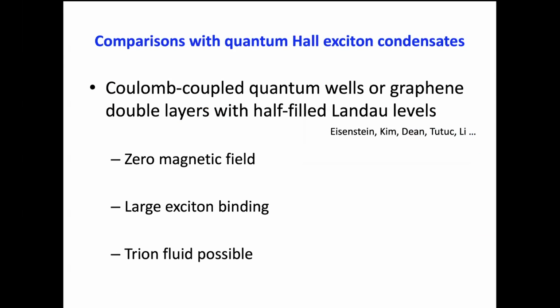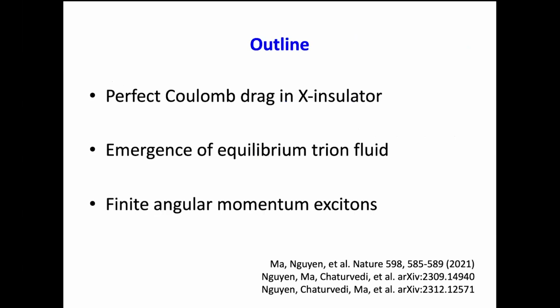Okay, and all right. Before getting into my talk, I would like to also compare with the famous quantum Hall exciton condensate realized in coupled quantum wells, which Jim Eisenstein talked about yesterday, and also in graphene Landau levels. The exciton condensate that I talk about here is a zero magnetic field version of that, so we don't need to worry about chiral edge states. It has larger exciton binding energy compared to the two systems there. And if I have time, I'll also convince you that a tryon fluid is possible in this exciton condensate, really made of electrons and holes.